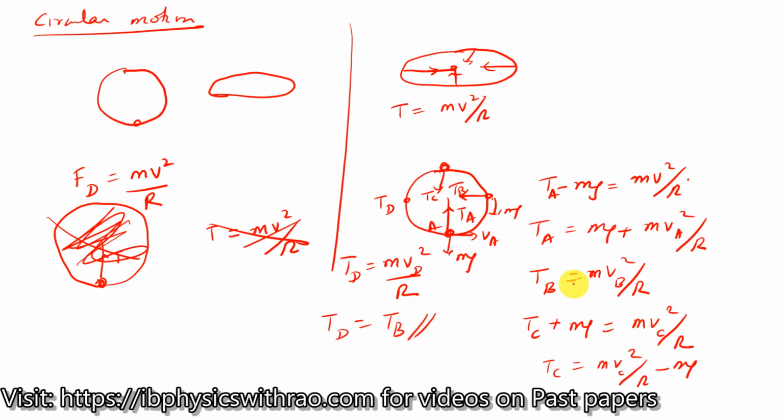Now if you want to find out how to relate this vb to the velocity at A, what you can do is consider it like this. Let me take up a new slide. This is a circular motion, this is point A, this is point B, and I want to find how you relate this vb to va. If I want this answer, then I can say the height here is R. I can use my energy equations.